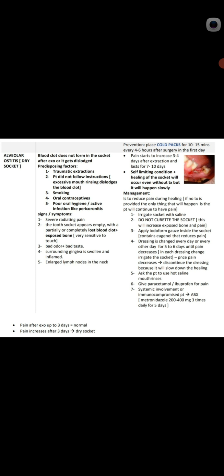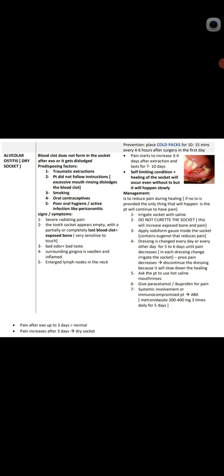If no treatment is provided, the only thing that will happen is the patient will continue to have pain. And in treatment, the steps are 7. First, irrigate the socket with saline. Second, do not curette the socket, meaning curettage of the socket. This will increase exposed bone and pain.